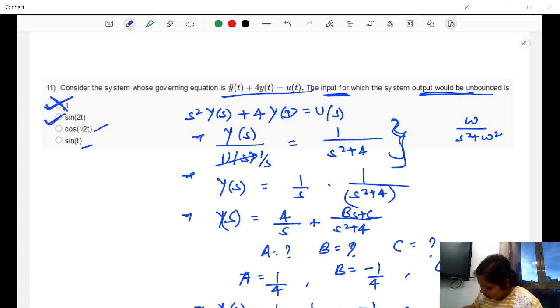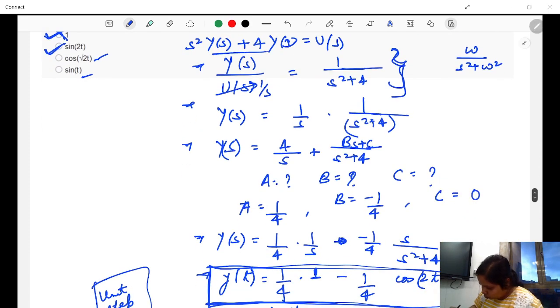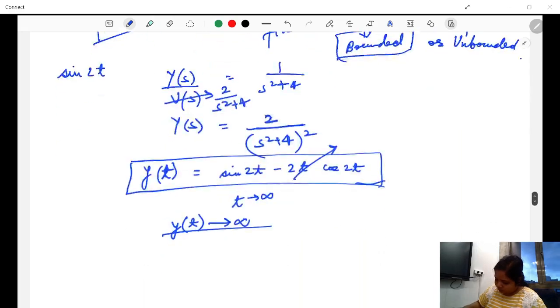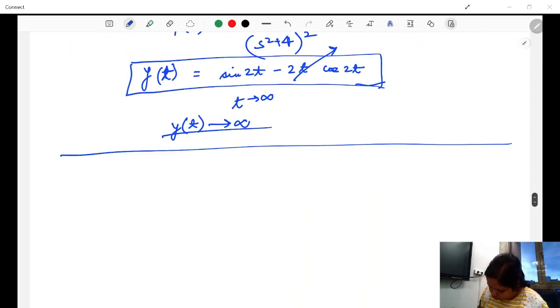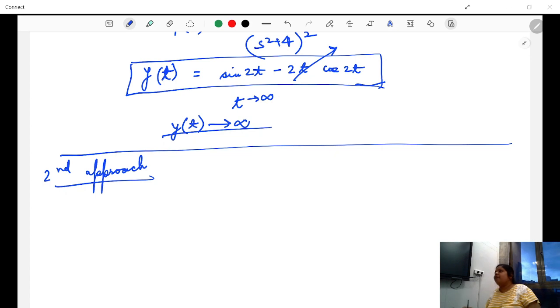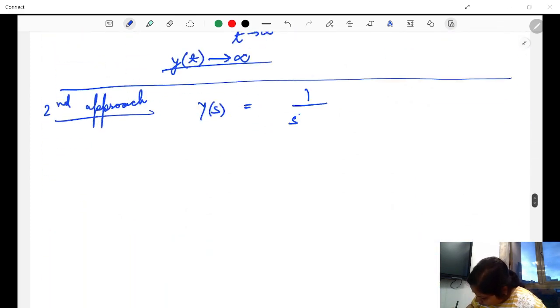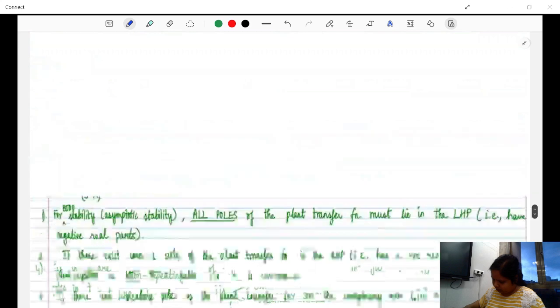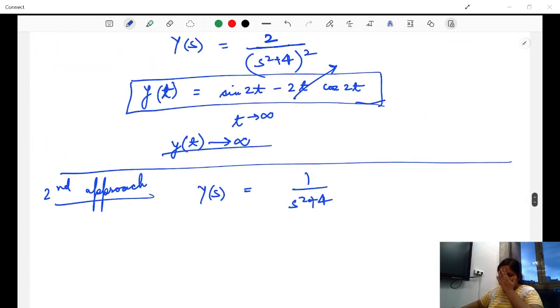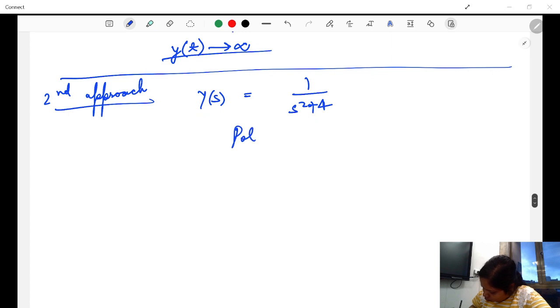So what was the transfer function that we had obtained? This thing is very important. So this is another approach: how, without finding the time response, we can say if the system is BIBO stable or not. So what you write is Y(s) is equal to, I think it was 1 upon s square plus 4, yes. Okay. So when I say 1 upon s square plus 4, can you tell me what are the poles of the system?